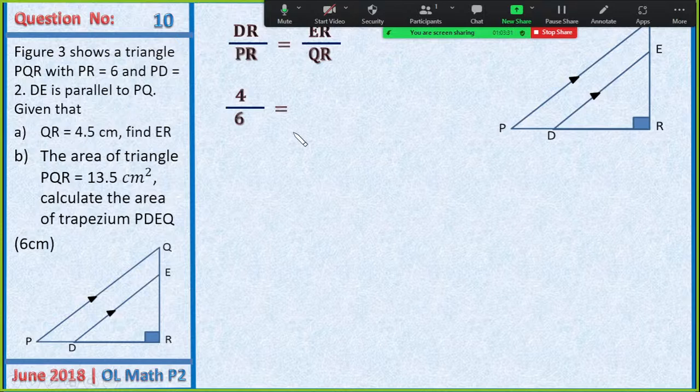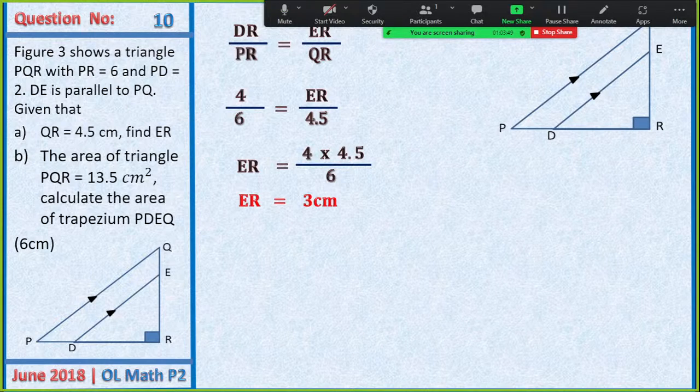And then for this other side, small triangle ER on, for the big triangle, RQ. And our RQ is 4.5. So from here you can cross multiply, and our ER will be equal to 4 times 4.5 on 6, which is 3 centimeters. So ER is 3 centimeters.